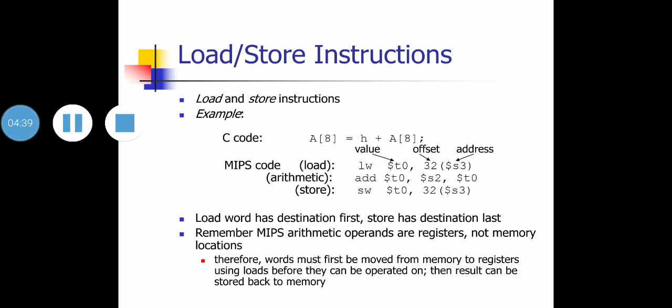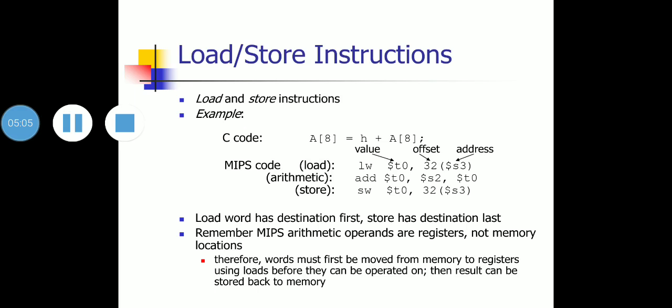So the first line is that we need to load the word. We need to fetch the data from the memory. In order to do that, we need to address it. How can we address it? We need to add two things. One is the offset, which says which element or which data. So it is 8.